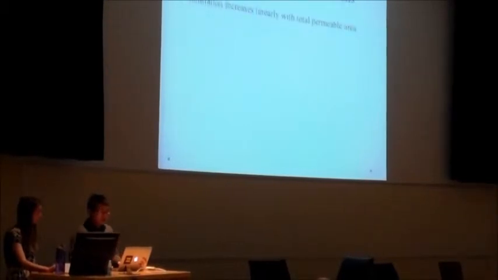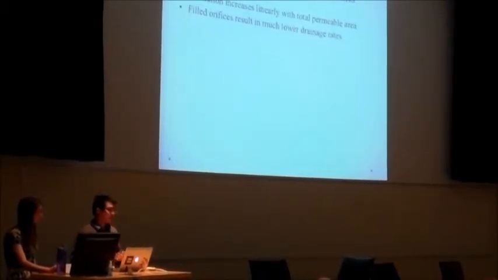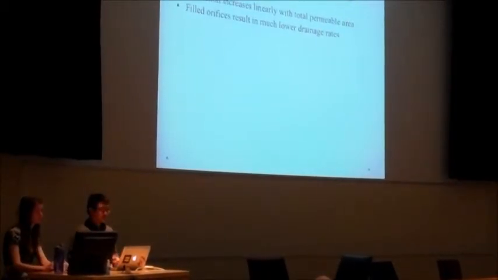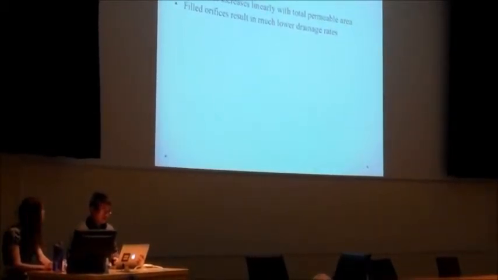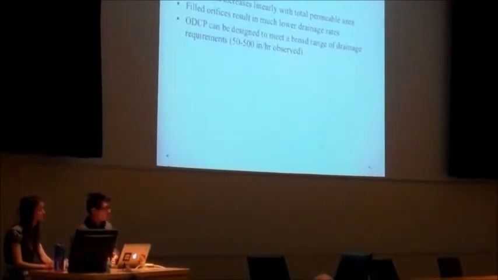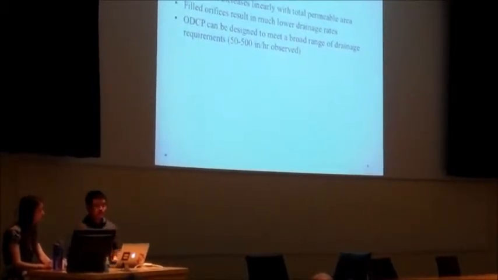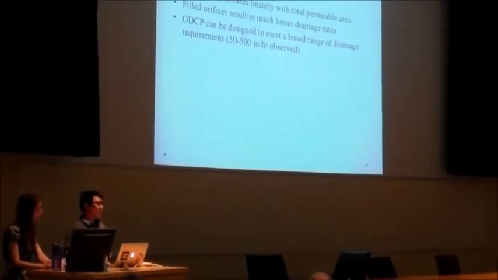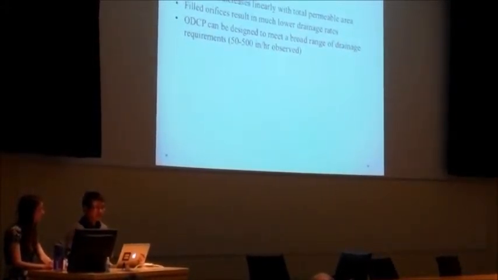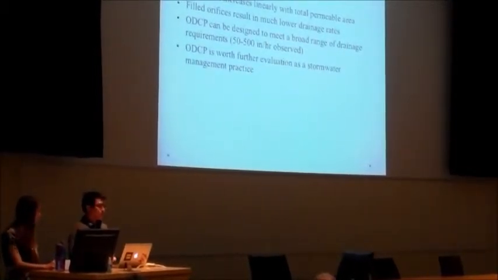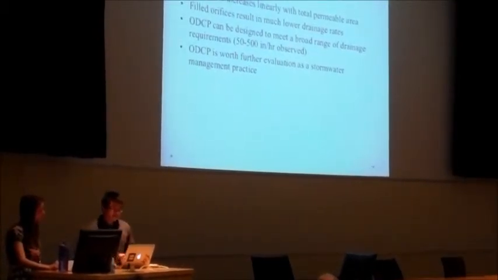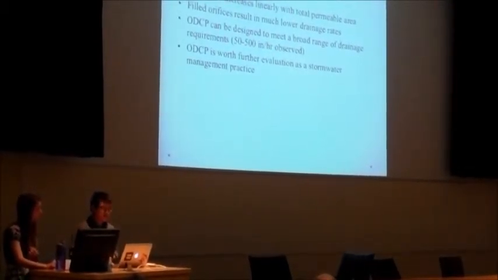So just to conclude, infiltration increases linearly with permeable area. The filled orifices result in much lower drainage rates because of the restriction. And orifice drain concrete pavement can be designed to meet a very broad range of drainage requirements, 50 to 100 inches per hour, with 300 inches per hour being average. And with this being said, ODCP has huge potential and is worth further evaluation as a stormwater management practice as an alternative for pervious concrete pavement.